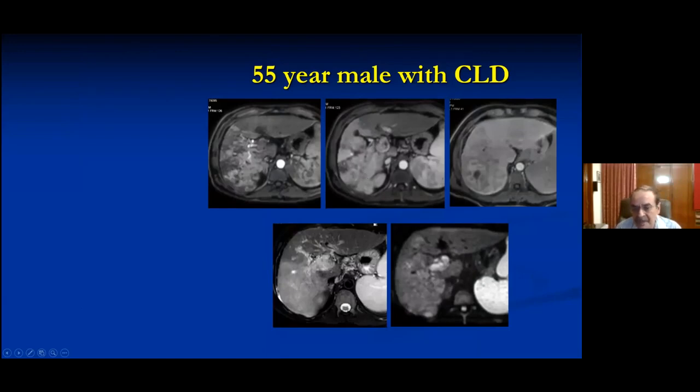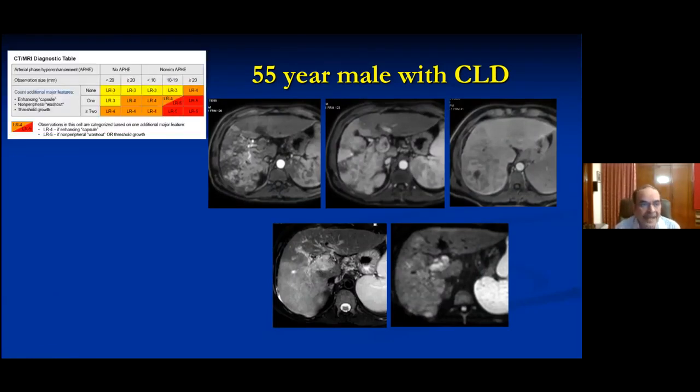This is the venous phase, showing you washout. That's the T2 weighted image. This is the portal vein. The portal vein is distended, and there is hyperintensity within the portal vein. Let's go back to our LIRAD table.